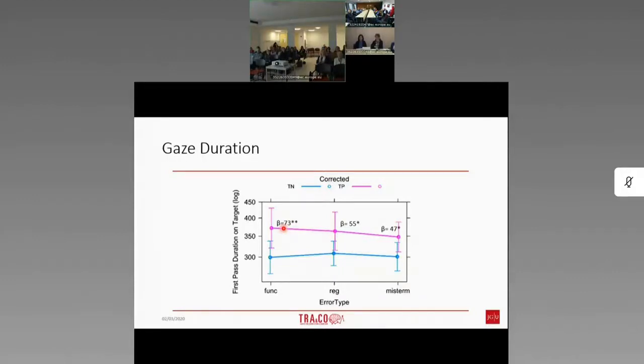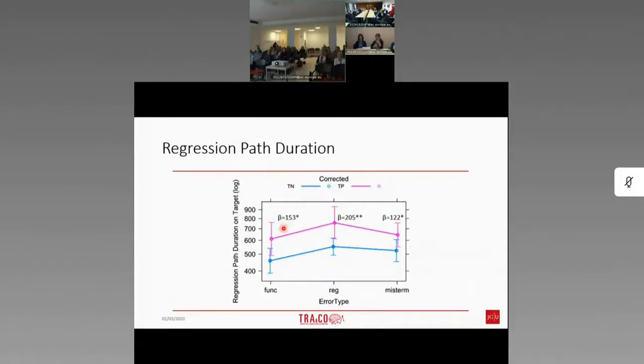Shall we have a vote? How does it look later? In regression path duration, who thinks there's a difference? Who thinks it's going to be the same? Okay, let's have a look. Again, exactly the same. For function words we get 153, for register 205, for misterm 122. Statistically, there's no difference. So all errors are treated equally, and all errors are recognized early.